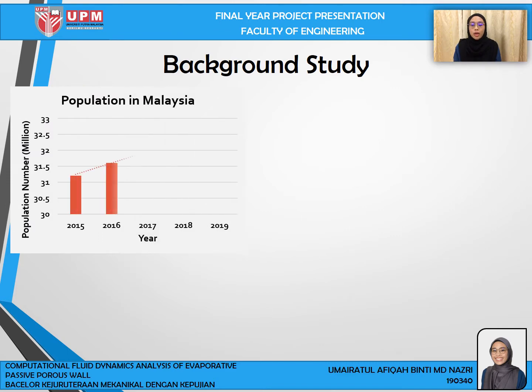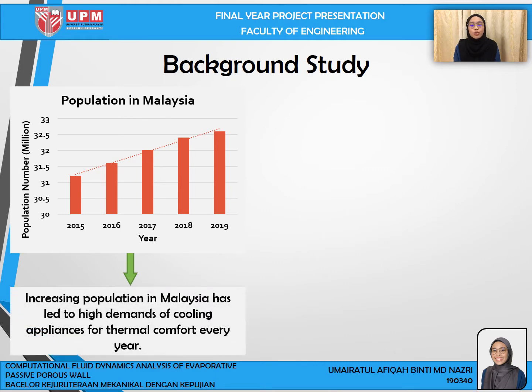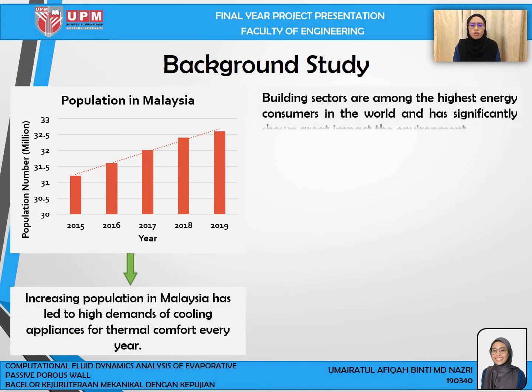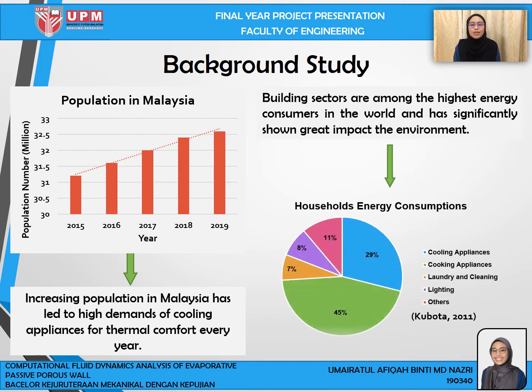Based on the Department of Statistics in Malaysia, the increasing population in Malaysia has led to high demands of cooling appliances for thermal comfort every year. Building sectors are among the highest energy consumers in the world and have significantly shown great impact to the environment. According to Putra, almost 30% of energy consumption in every household per year comes from cooling devices such as ceiling fans and air conditioners.